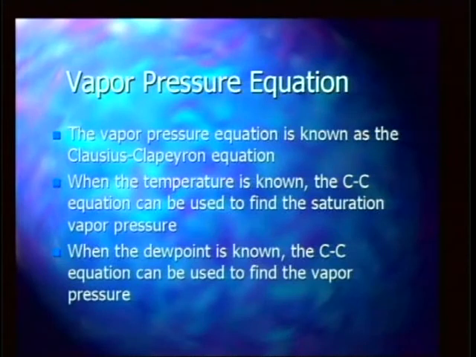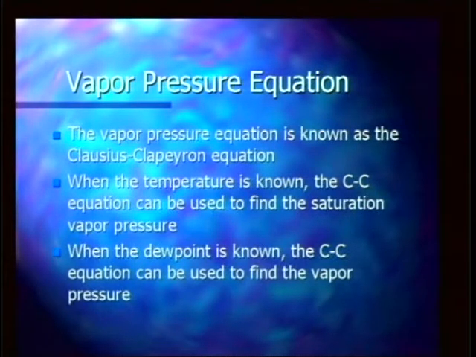Next, we'll look at the vapor pressure equation. This is known as the Clausius-Clapeyron equation. This is one of my most favorite equations in meteorology. When the temperature is known, the Clausius-Clapeyron equation, or we can abbreviate it CC equation, can be used to find the saturation vapor pressure. If the dew point is used, then we can find what the actual vapor pressure is.